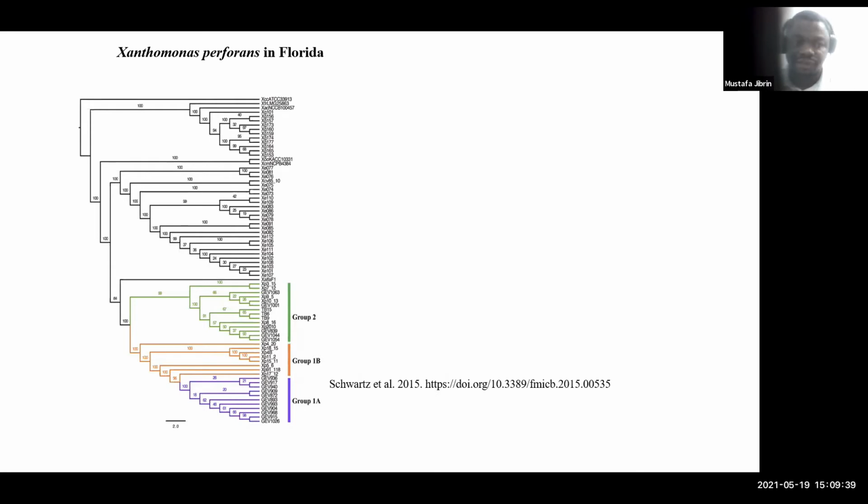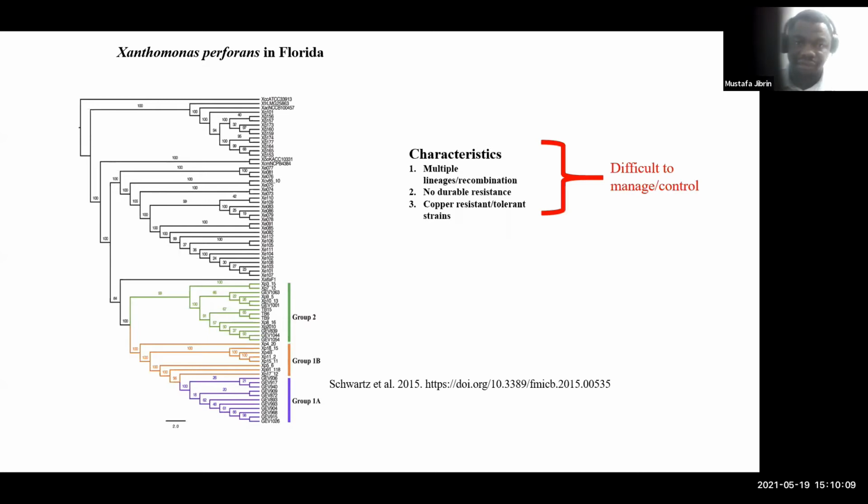Well, that's not the purpose of our talk today, but what we just are driving at is that there are multiple lineages that have been driven by recombination in Florida, and there's no durable resistance to the bacterial spot pathogen in tomato. And due to application of copper-based chemicals, copper resistance or tolerant strains have developed in the population. So it is difficult to manage in the field.